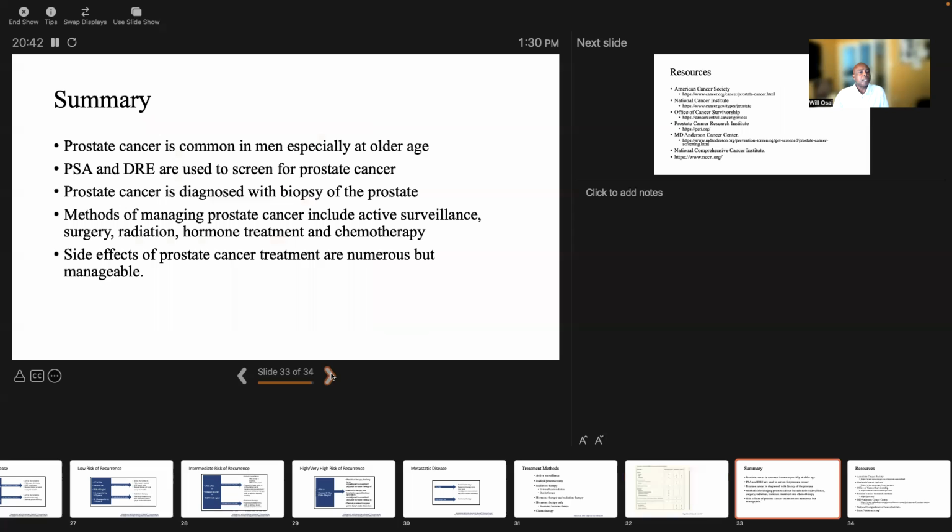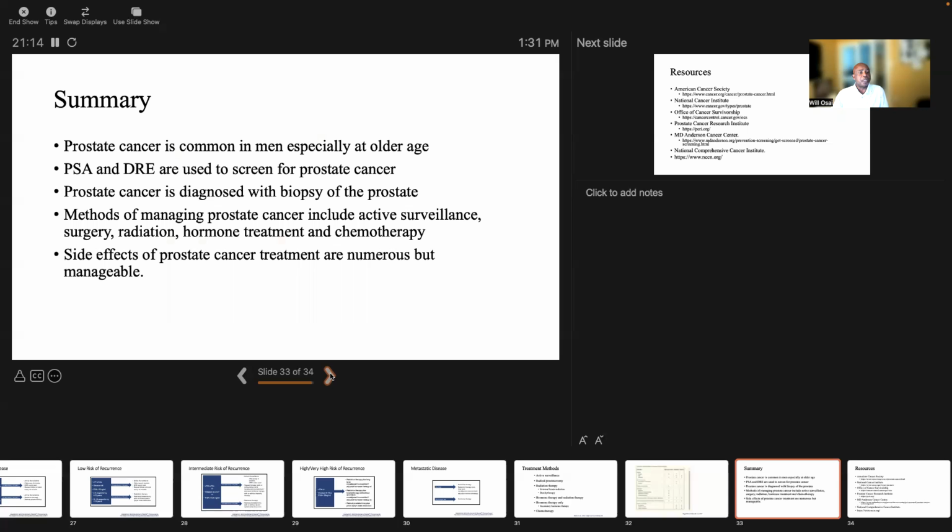In summary, prostate cancer is common in men, especially at older age. The way to screen for prostate cancer is with a PSA blood test and digital rectal exam, where the physician uses his or her finger to palpate the prostate for abnormality. The prostate cancer is diagnosed with the aid of a biopsy, where the physician introduces a probe through the rectum to get prostate tissue for evaluation by the pathologist.